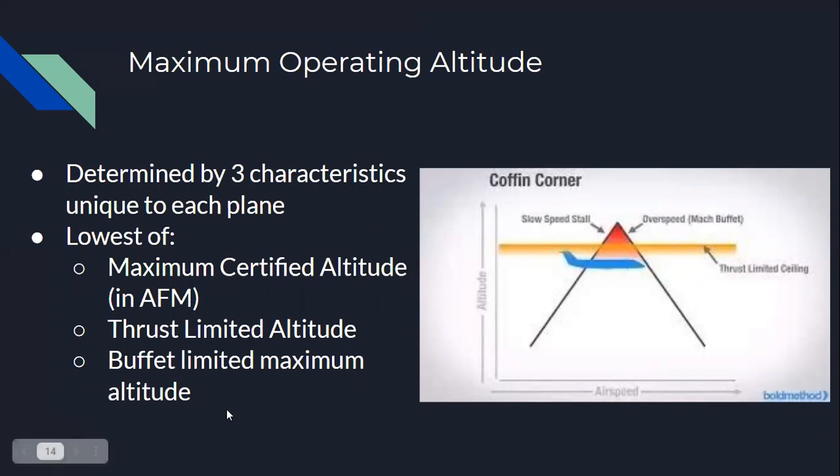And finally, the buffet limited maximum altitude. That's the altitude at which load from maneuvering or turbulence experienced will be low enough or high enough so that you won't experience a low speed stall buffet or a Mach stall. So it's going to be a combination of those 3. And that's usually going to be an altitude lower than your coffin corner. So they'll want to keep you safe. They're not going to give you a high altitude where you're just going to fall out of the sky. They usually don't want that.